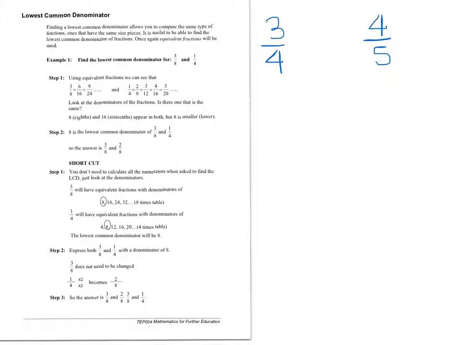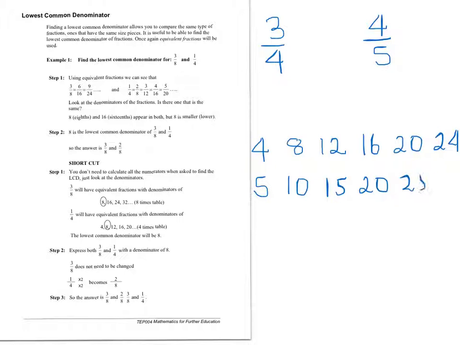So we need to search for that lowest common denominator, and the way we do it is we look at both denominators, 4 and 5, and we write down all the multiples of 4. So 4 times 2 is 8, 4 times 3 is 12, 16, 20, 24. The multiples of 5 are 5, 5 times 2 is 10, 5 times 3 is 15, 20, 25.